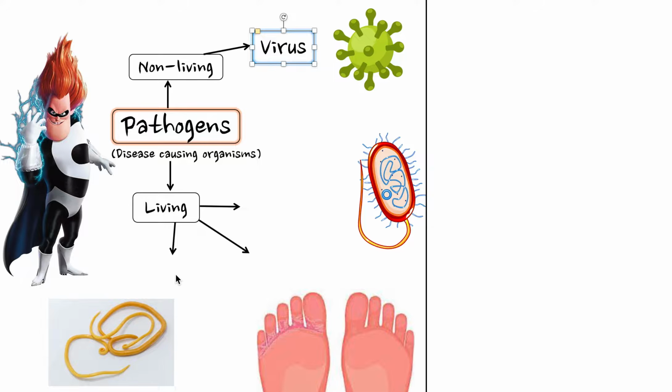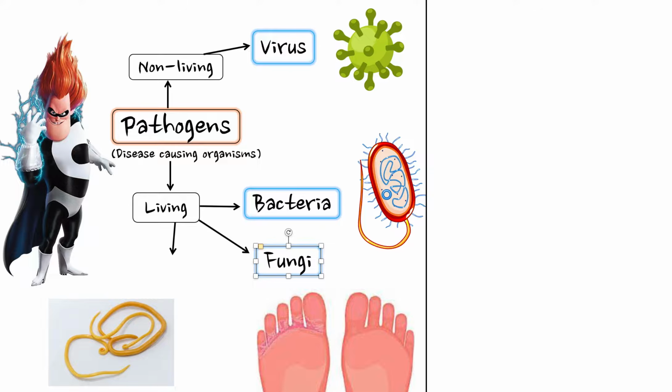Living includes more things, such as bacteria. Remember, bacteria is a living thing. It's a prokaryotic organism, right? Humans are eukaryotic. A bacteria would be prokaryotic. We've also got fungi, and we've also got parasites. So these ones in blue are all examples of pathogens, with virus being non-living, and these 3 being living. Bacteria can be good and bad. You can have bacteria that is helpful to your body, and you can have bacteria that is bad for your body. When a bacteria is bad for your body, in that case, it is a pathogen.